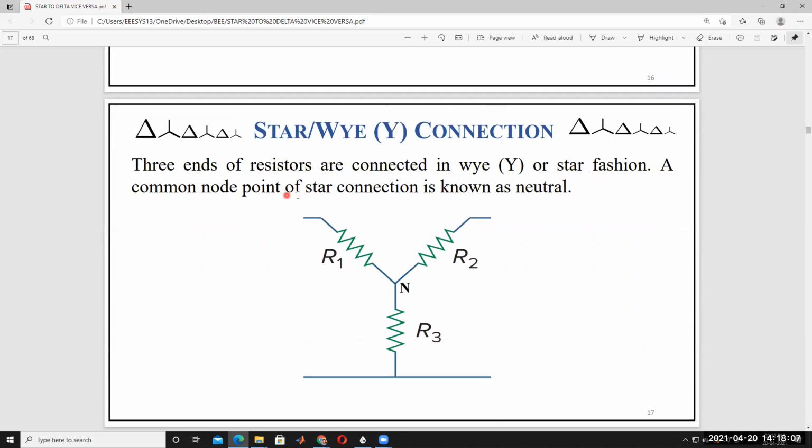The common node point of a star connection is known as neutral. This is called neutral. The three ends of the resistors R1, R2, R3 are connected in star fashion. In between this combination, the connection is called the junction. So this point is called the neutral point.